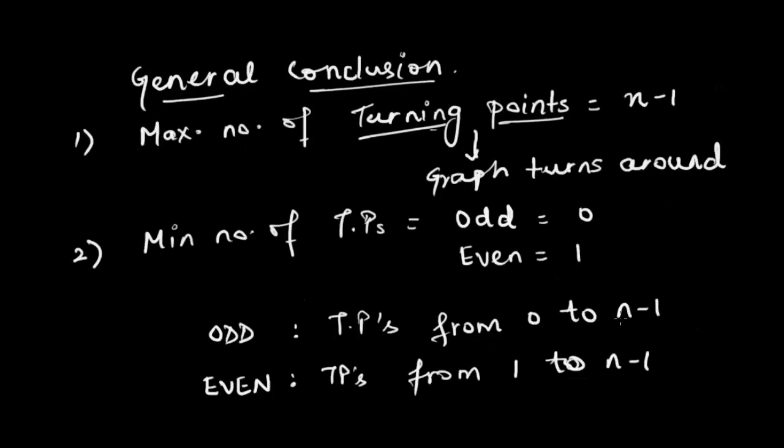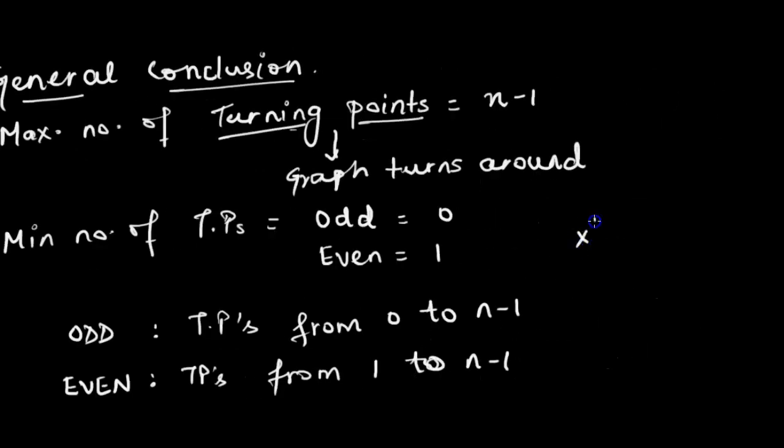Similarly, for turning points, if we have any odd degree function such as an x to the power of 5 function, we can have 0 turning points, 1, 2, 3, or 4 turning points, because the maximum number of turning points we can have is n-1.